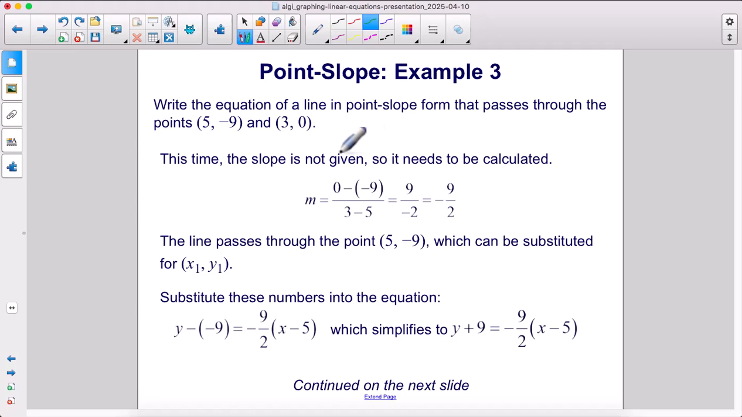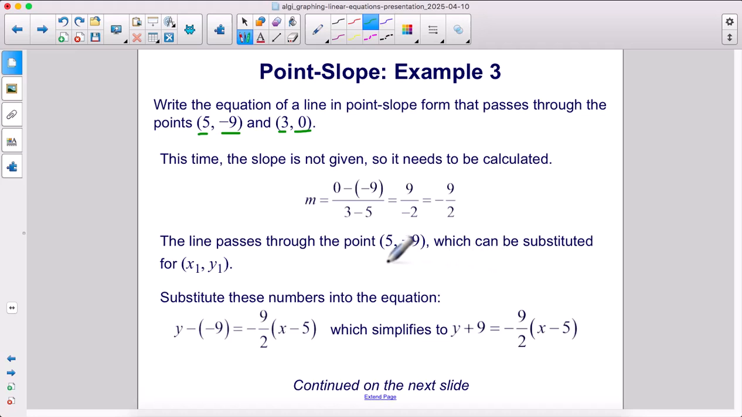Write the equation of a line in point slope form that passes through the points 5, negative 9, and 3, 0. This time the slope's not given, so it needs to be calculated. We'll have y2 minus y1, 0 minus negative 9 becomes positive 9, and 3 minus 5 gives us negative 2. So our slope is negative 9 halves.